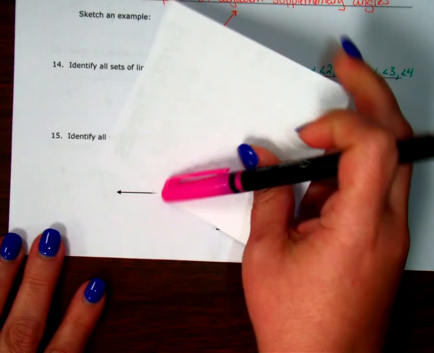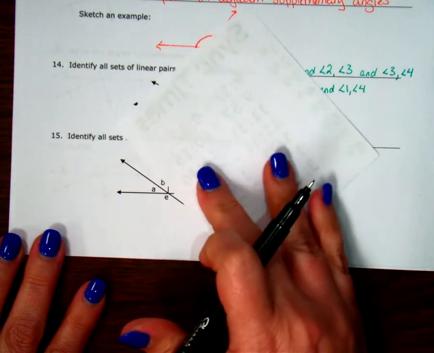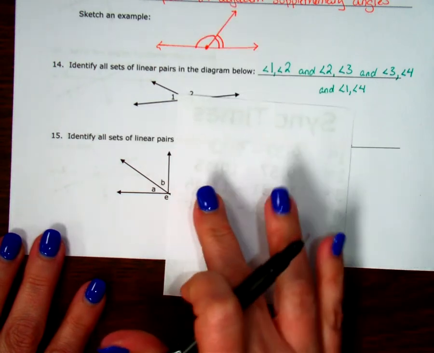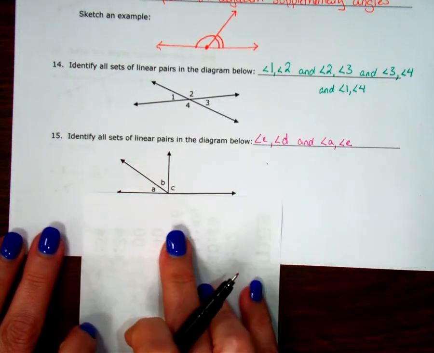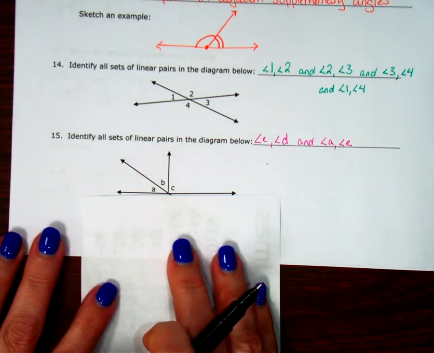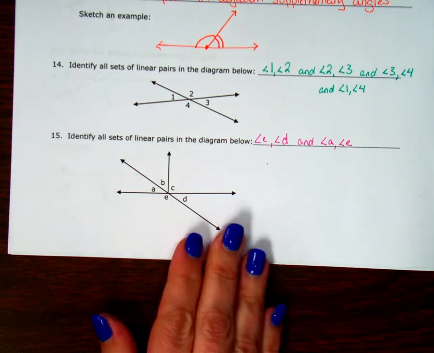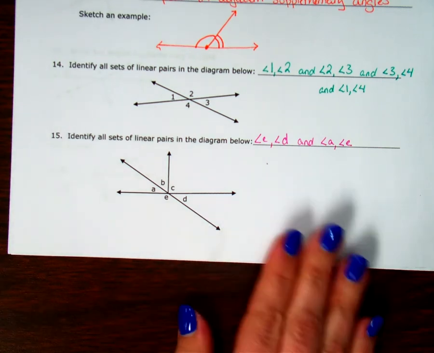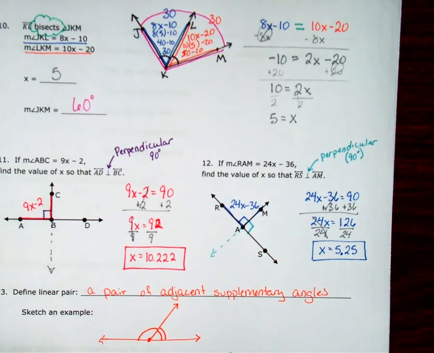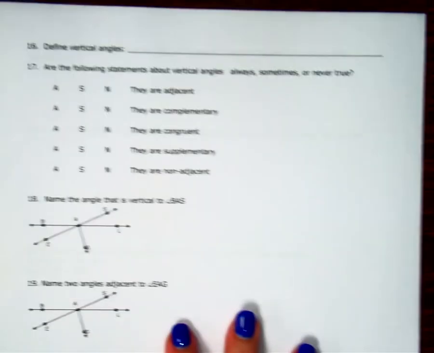Okay, and then if I were to keep rotating, then I'm back to that ray, which doesn't help me, and then I'm back to ABC, which is 3 angles, so that doesn't work. Okay, so linear pairs, 2 angles that are adjacent that make a line, so their sum would be 180. Okay, let's look at the next page.